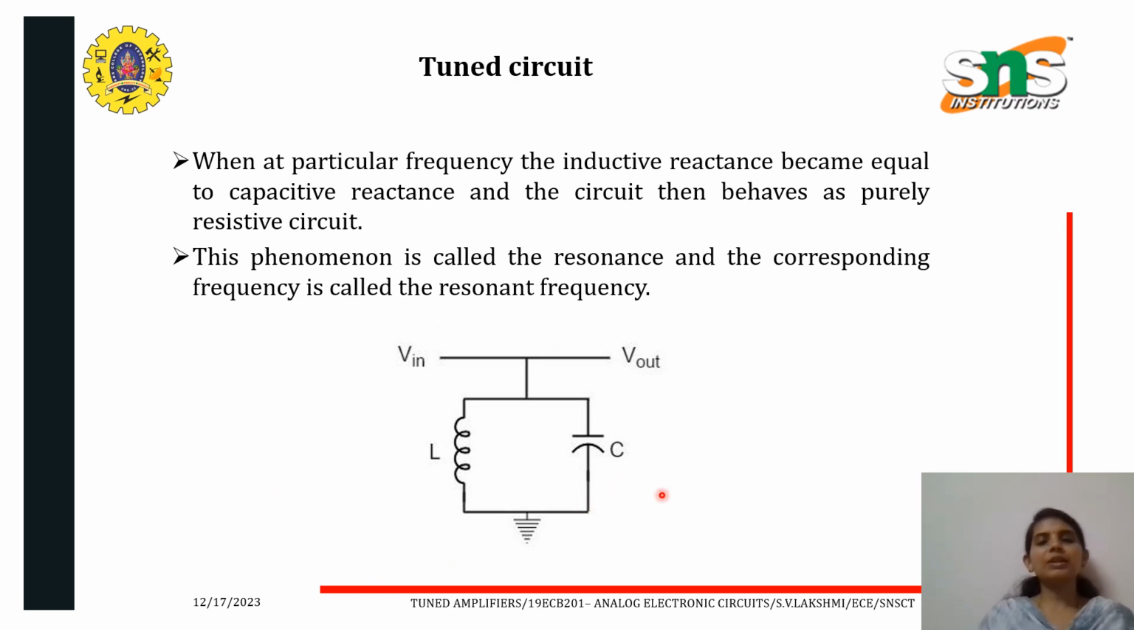The tuned circuit here is the L connected in parallel with the C, inductor and capacitor. At a particular frequency, if the inductive reactance becomes equal to the capacitive reactance, then the circuit will behave as a purely resistive circuit. This phenomenon we call resonance, and the corresponding frequency is called the resonant frequency.